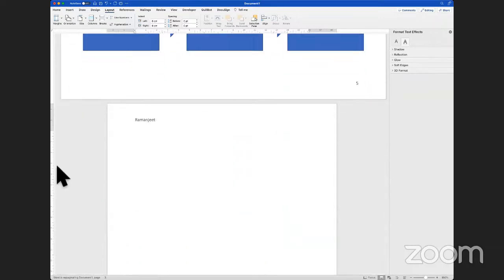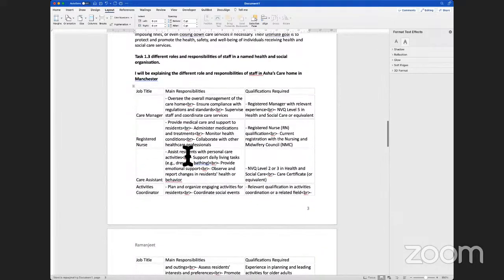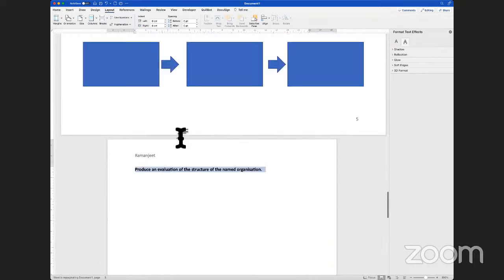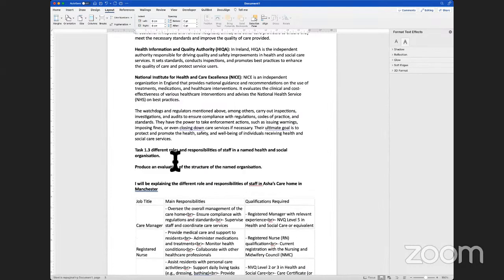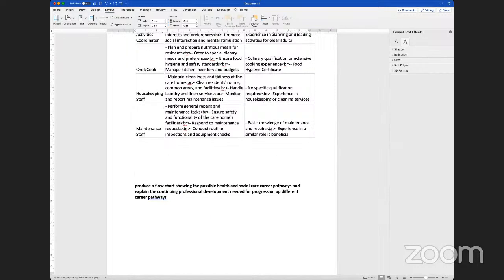Similarly, I will go to the distinction task where it says produce an evaluation of a structure of a named organization. So what we have done is we have done the evaluation of Asha's care home, and that bit would be explained in a bit more detail to cover the distinction task, and that would be it. So here, what I'm going to do is put these two tasks together, right? 1D1. And because I put the structure in, I don't want to be repeating myself. So what I will do is explain the roles of the structure of the organization. So basically an explanation of the structure of the care home, and that would help complete 1D1 as well.